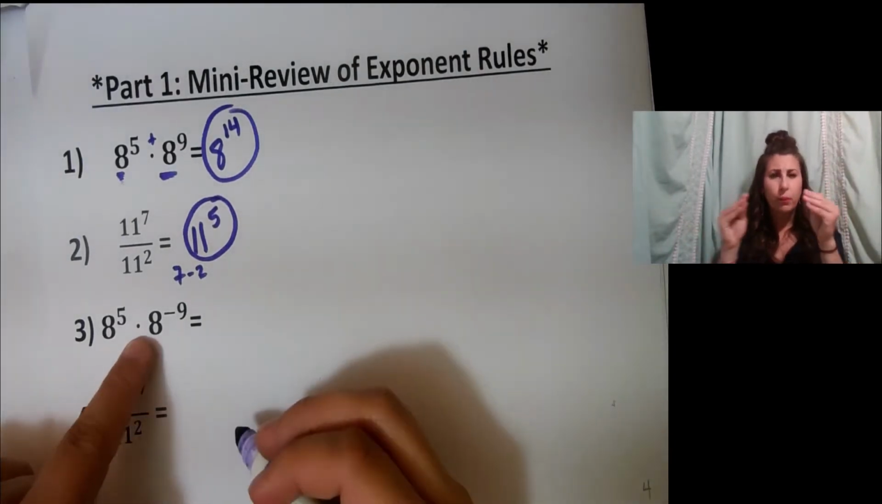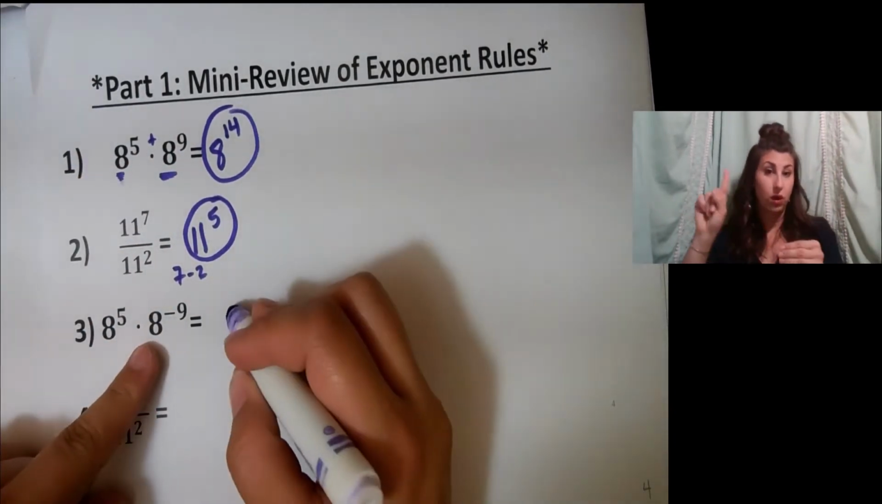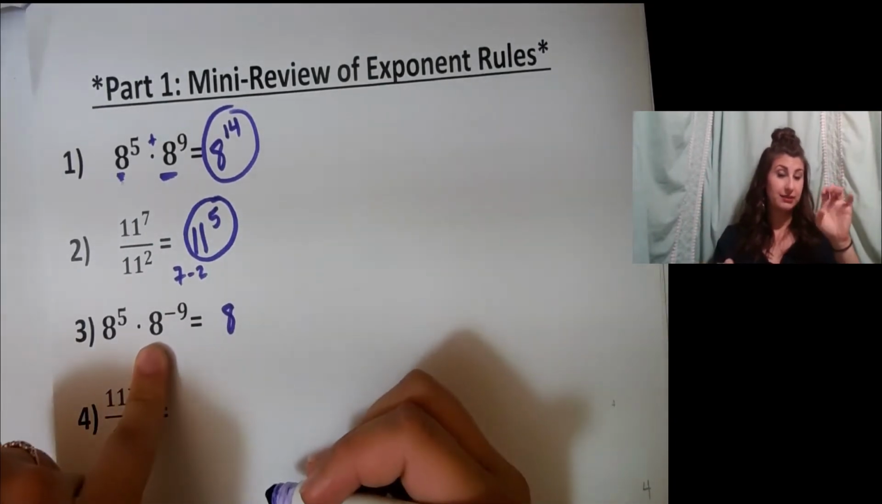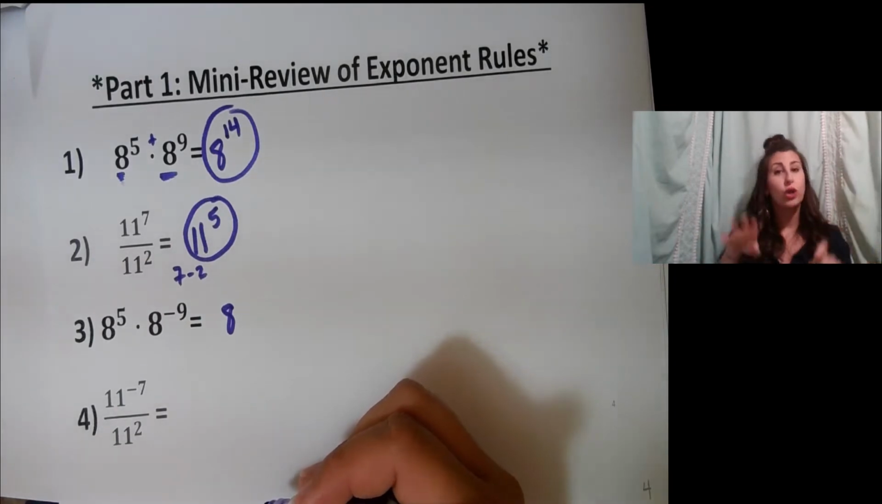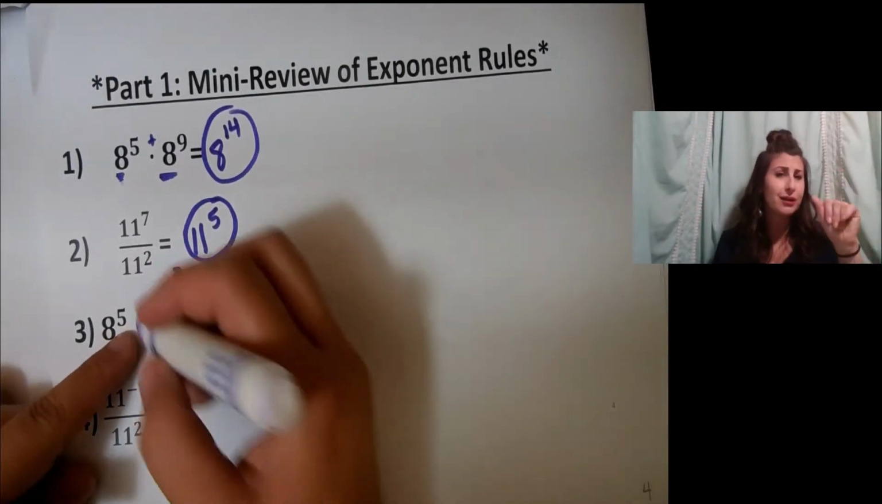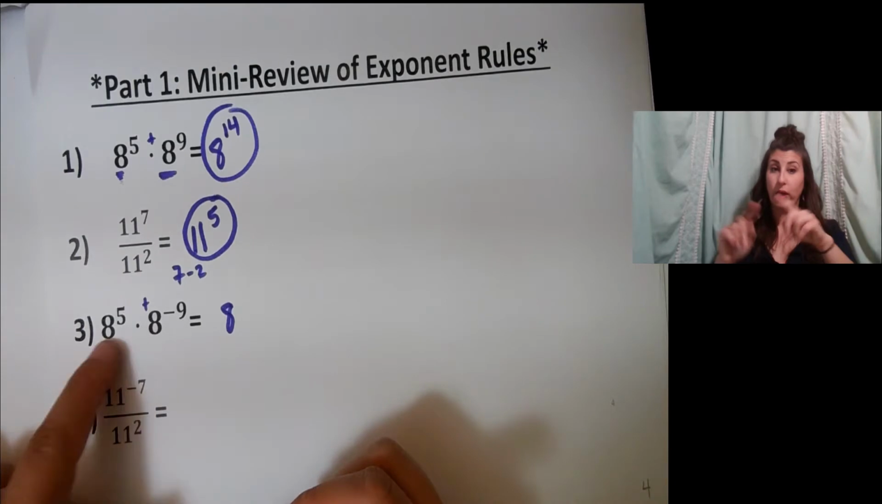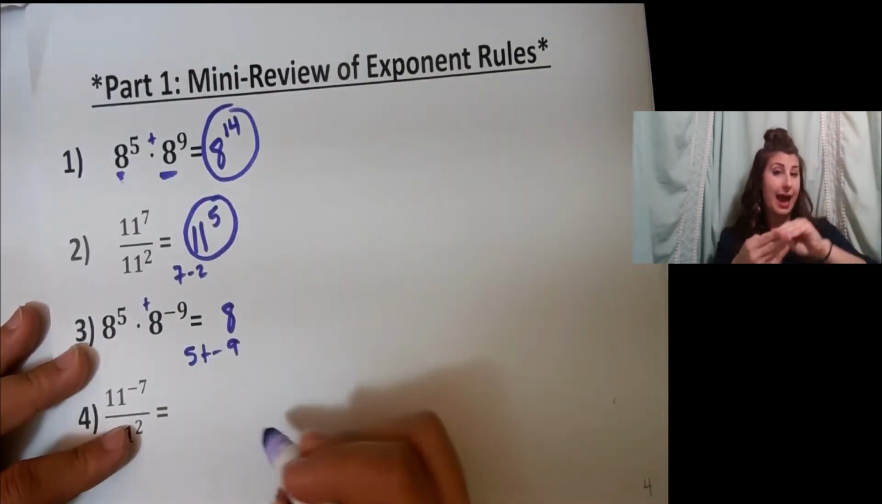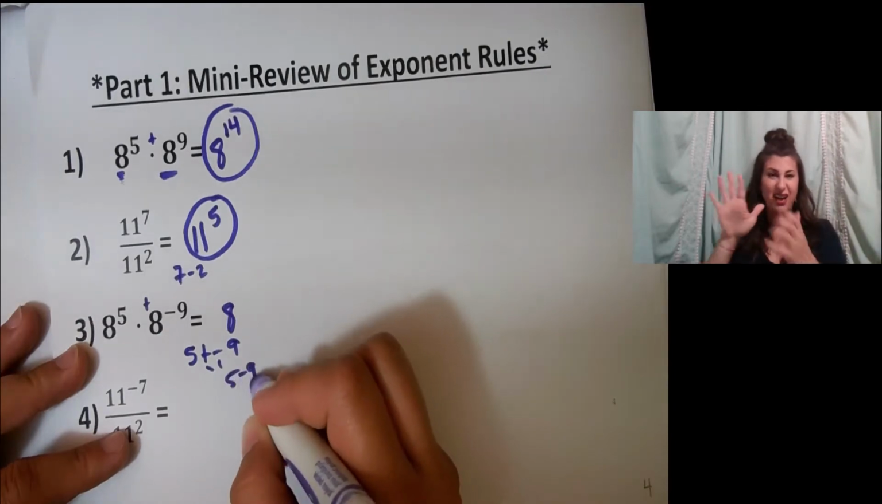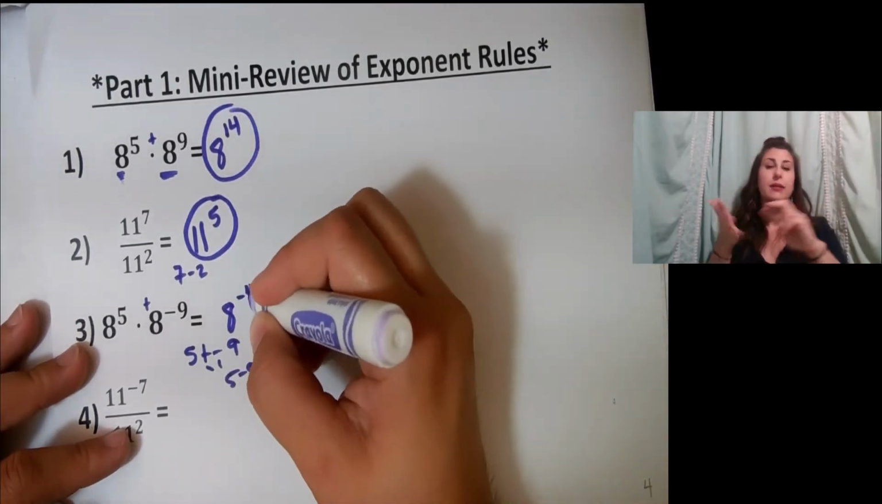So again, here's more multiplication just like number 1. And the base here is 8. Coincidentally, it could be 7, it could be 100, it could be 46. It does not matter. But when I'm multiplying with the same base, I can add the exponent. So it's 5 plus negative 9. That's the same thing as 5 minus 9. So 8 to the negative 4th power.